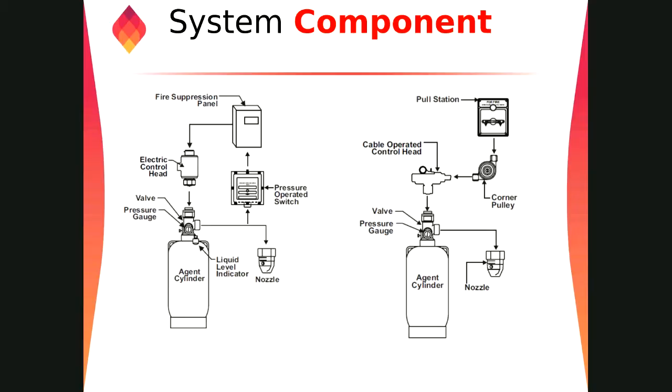Then we have the head, right? These are some basic components of the FM200 system, right? We have the agent cylinder, the liquid level indicator, where we can see the level of the liquid inside the containers, and the pressure gauge, where we can see the pressure inside the system. We have the electric motor head. This normally gets a signal from the control panel to release the valve and discharge the gaseous suppression system in case of fire. Or you can also operate this manually. You can see there is a pull station, a corner pulley and cable operated arrangement. We just pull it and the system will discharge. This is the other arrangement.